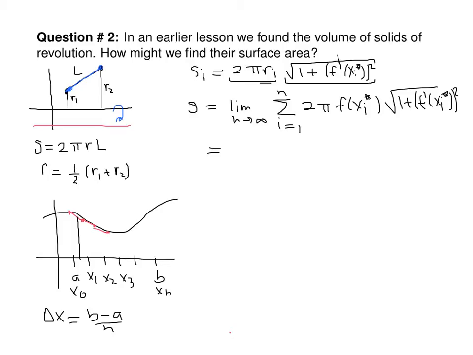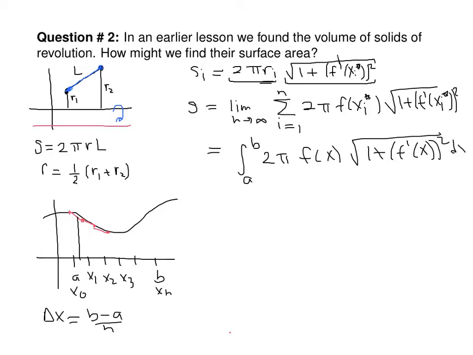And that by definition becomes an integral from a to b of 2 pi f of x times the square root of 1 plus f prime of x squared dx. And what I find helpful to think about this is the following. I think it's helpful to think about this part as the circumference of a subpiece, and this part as the length of that subpiece. If you think about it that way, I think it makes it pretty obvious that you're going to get the surface area this way.